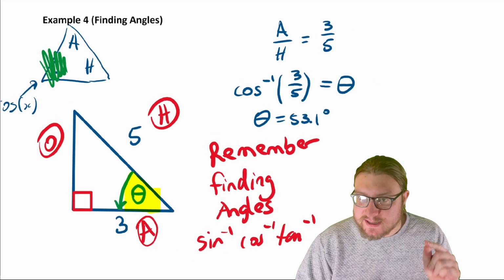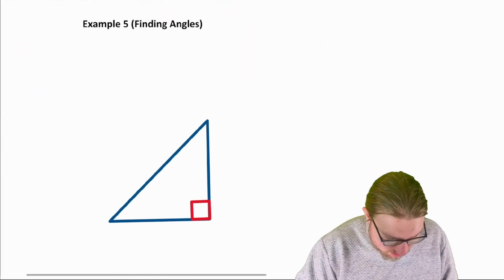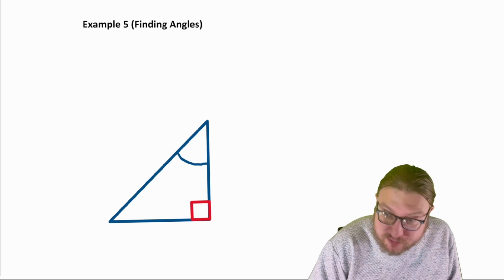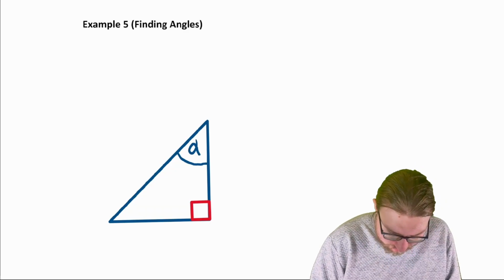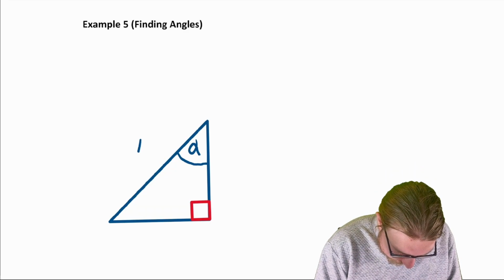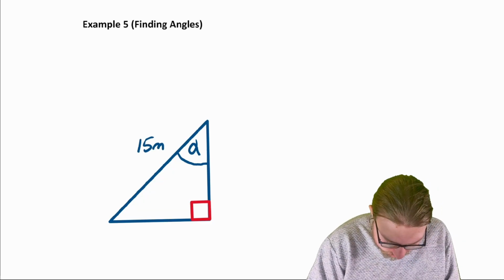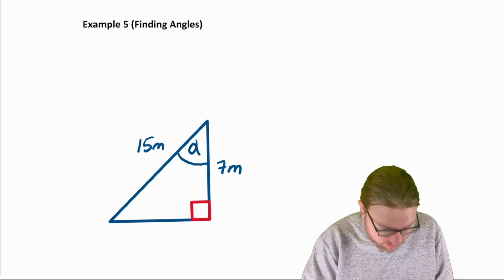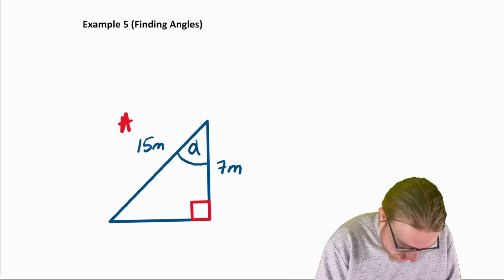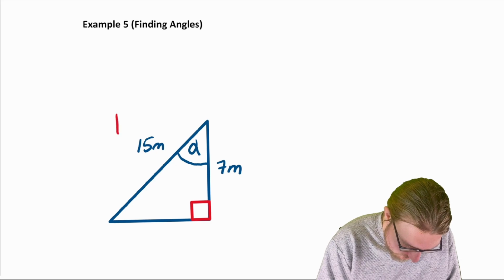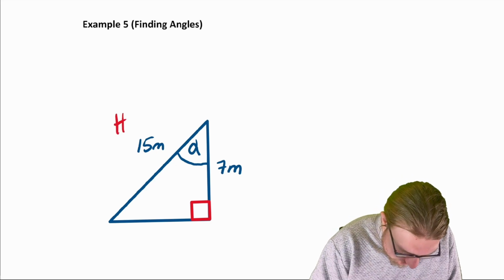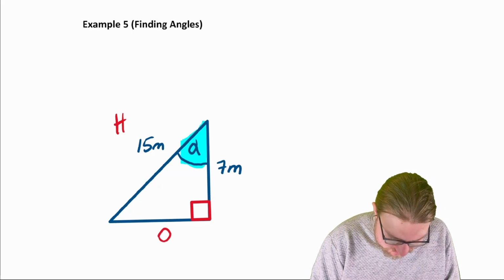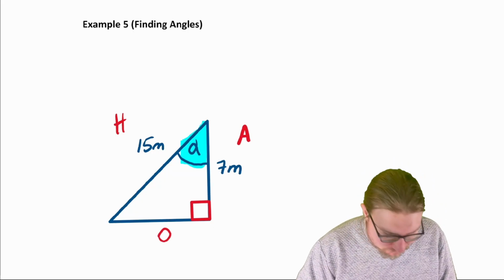Okay, let's try this in the next example. And you guys can pause this one and try this one yourselves. Let's say we want to find this angle here, which I'm going to call alpha. And here we have 15 meters. And over here we have 7 meters. So what is the first thing we do? We mark our triangle H. Oops, that's really big. We mark H, the hypotenuse. And then we have this angle here that we are interested in. So according to this angle, this is the opposite and this is the adjacent.